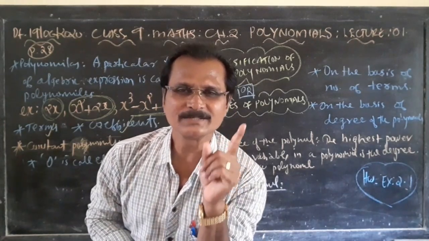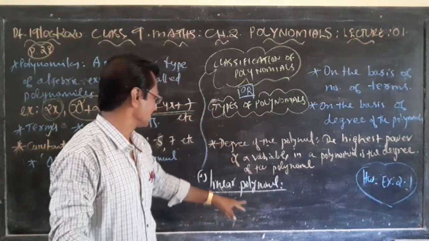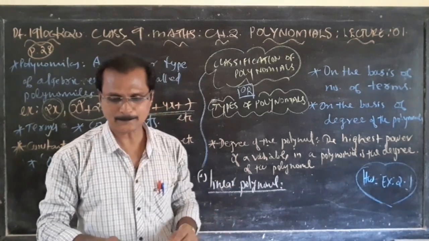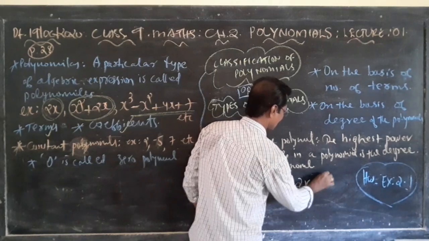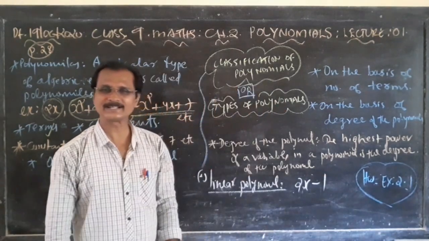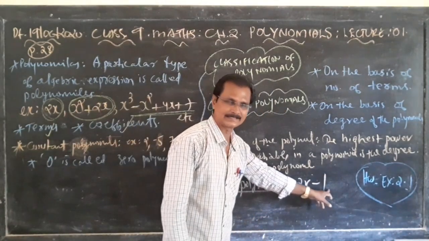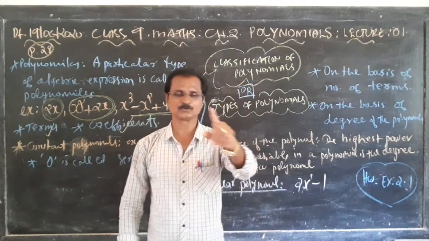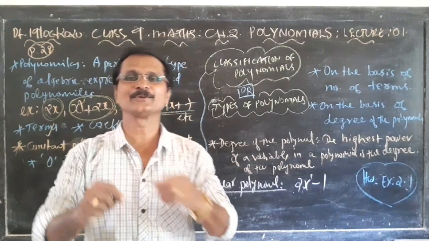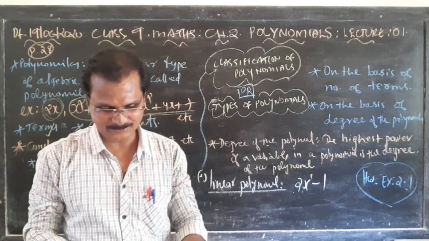A polynomial of degree 1 is called a linear polynomial. An example is 2x minus 1. There are 2 terms, but the degree of the variable x is 1. So this polynomial is known as a linear polynomial.